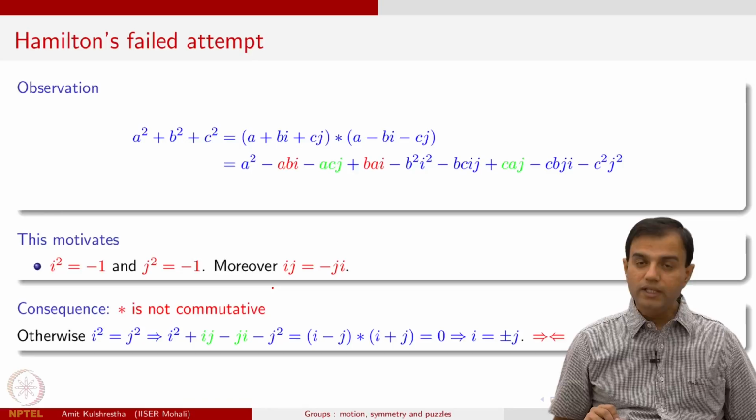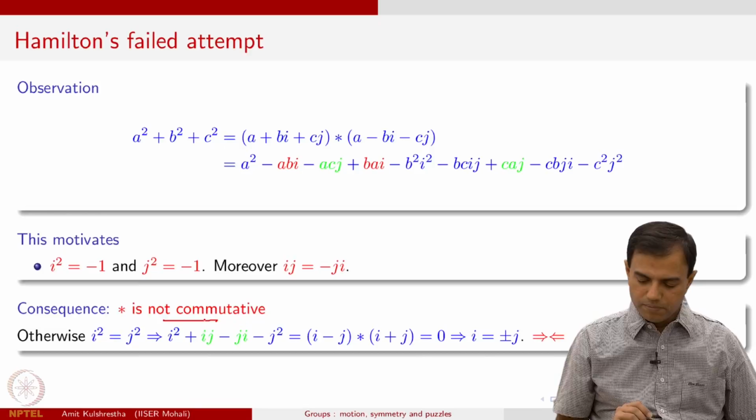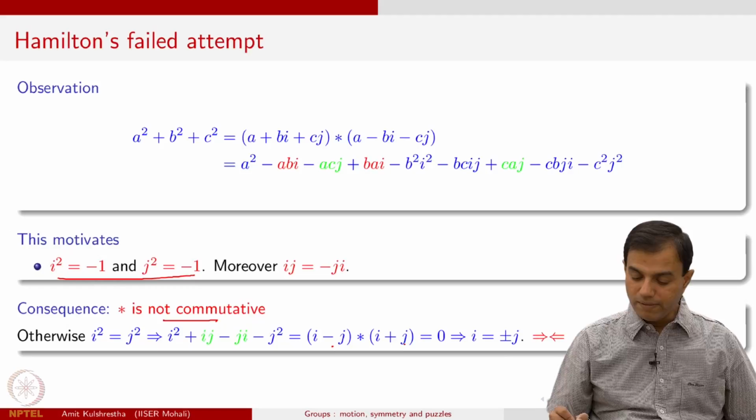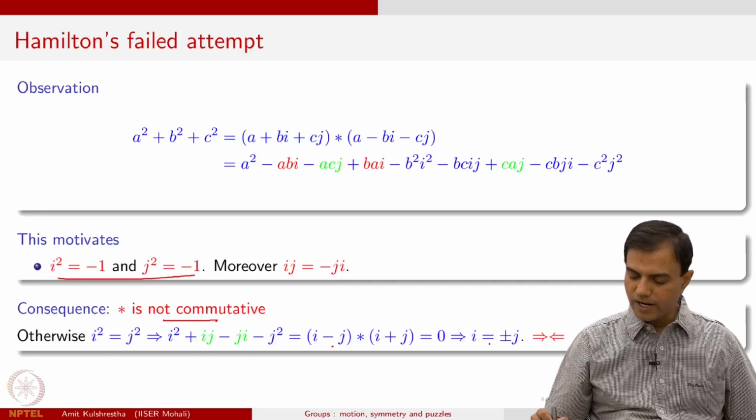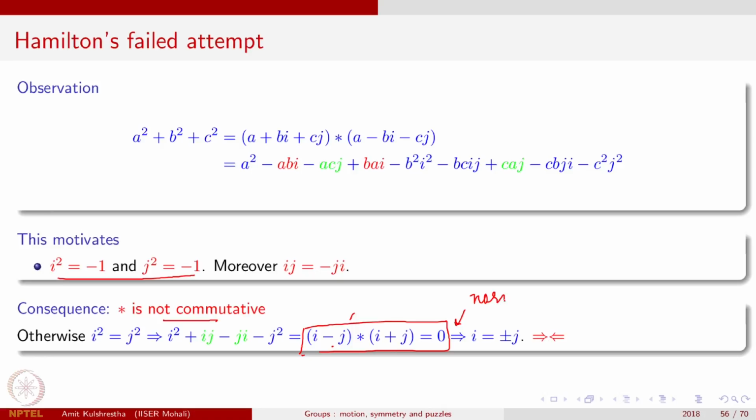One thing which is very clear is that such an operation, if we define, it cannot be commutative, because if it is commutative, then since i square is the same as j square, which is minus 1, this is going to hold: i minus j times i plus j. So i square minus j square is going to be this if the operation is commutative, and this being 0 means either i is j or i is minus j. So I can conclude from this that one of them is 0 because of norm considerations, because the product of norms is the same as the norm of the product. So that's a contradiction, because i and j are two different axes, they are independent axes, they cannot be scalar multiples of each other.